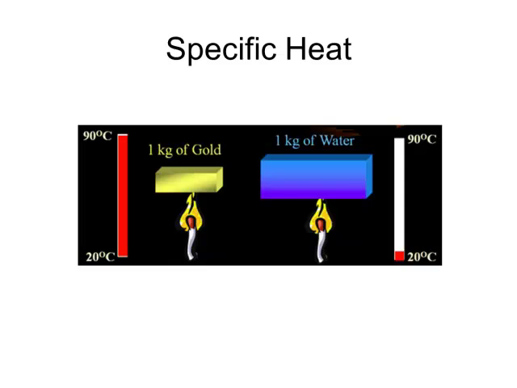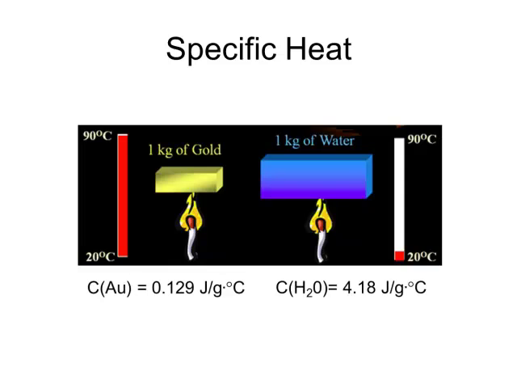Recall from the previous video that different materials absorb heat at different rates. This is referred to as their specific heat capacity. If you added approximately 8,500 joules of heat to a 1 kilogram bar of gold and 1 kilogram of water, the temperature of the bar of gold would rise almost 70 degrees Celsius, while the temperature of the water would only go up 2 degrees Celsius. This is because water has a much higher specific heat than gold. The same amount of heat added to the same quantity of the two materials has a much smaller effect on the temperature of the water than the gold.